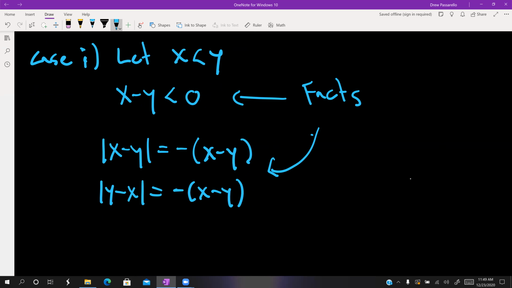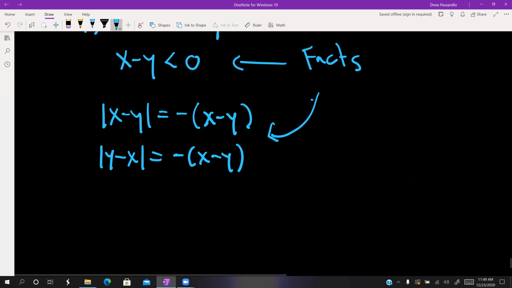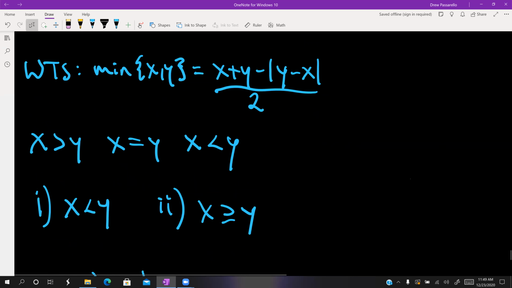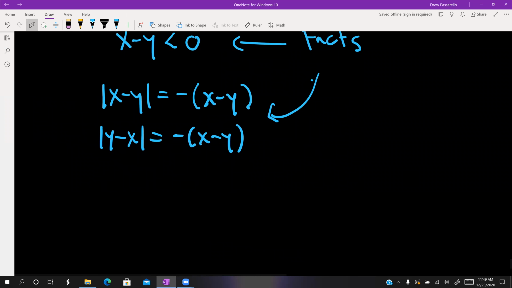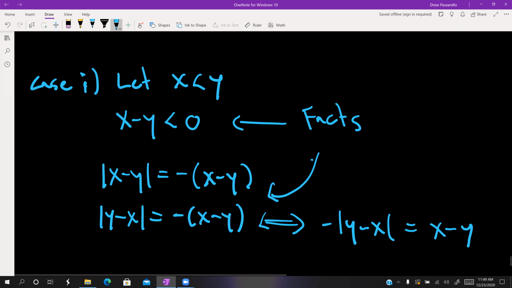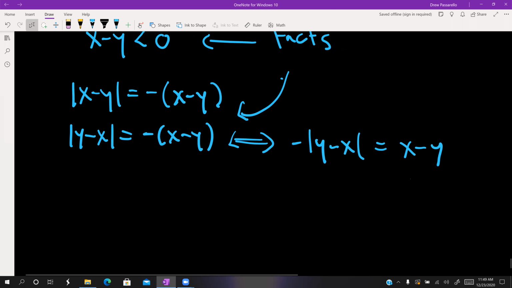And notice in the formula, we have a minus times the absolute value of y minus x. Well, we can change this one. So that's if and only if the negative times the absolute value of y minus x is equal to x minus y. Just bringing the minus sign to the other side. And again, this is when x is less than y.